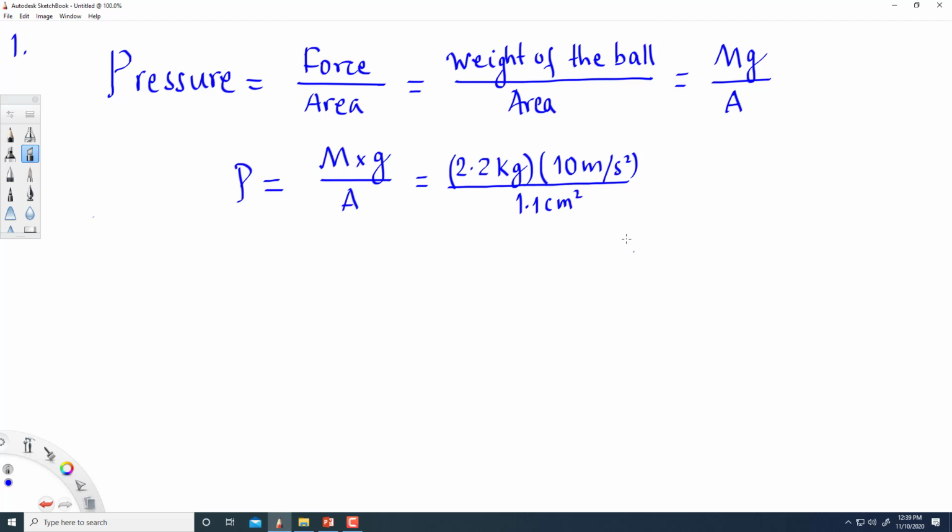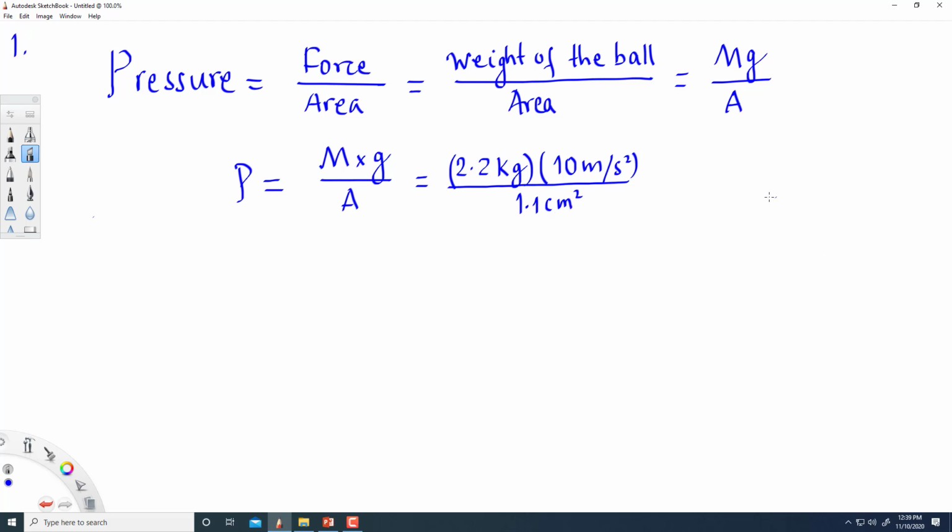Now we have meter on the top here and centimeter on the bottom here. So we need to make the units uniform. Whenever we do any kind of problem, the units need to be same. Okay, so that means we need to convert this centimeter squared into meter squared.